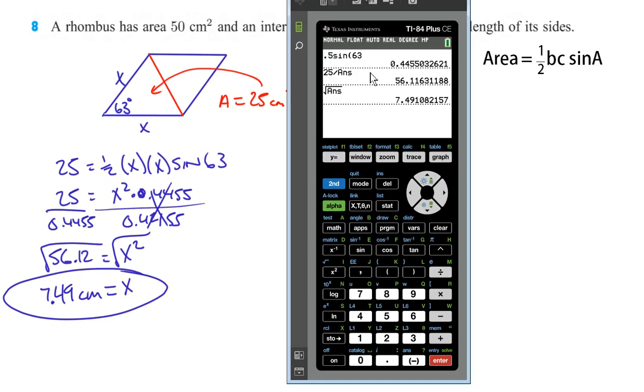Super helpful to not use rounded numbers. Use the numbers that are still in your calculator, and then just round your final answer. You can write down your rounded answers here just so you remember what you did, but keep those numbers that are not rounded in there, and just round at the very end. Because if you round all along the way, your answer is going to slowly get farther and farther off of what it should be. Okay?